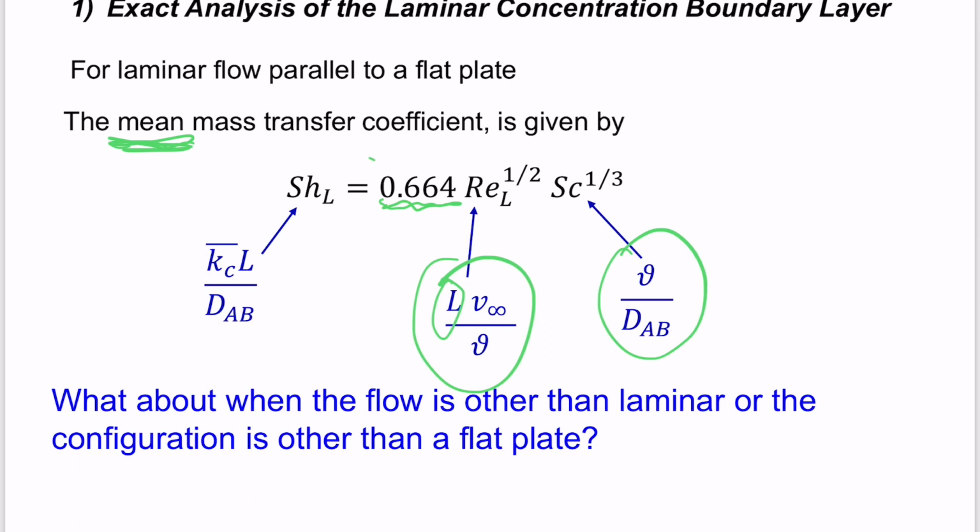Then I can find a value from this relation using my Reynolds number and my Schmidt number. I can find the Sherwood number. Now I know the Sherwood number. I know the L, the position where I want it. I know the diffusivity, and I can find the mean convection coefficient from 0 to L.